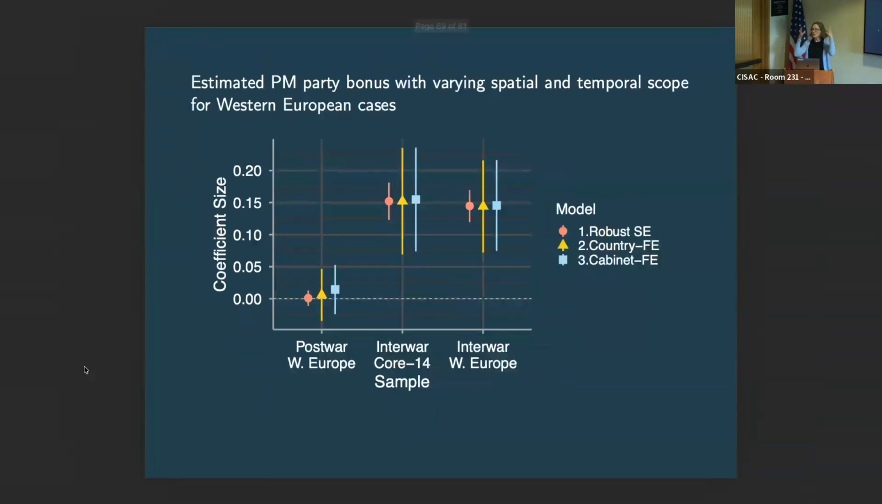Here I'm just going to focus in on Europe, not only because this is the Europe Center. So this is post-war Western Europe. We've gone beyond the 14 to add a few more countries. Here, this takes the middle section. We're looking at the interwar years just with our core 14 sample. And then we're looking at interwar Western Europe. They're pretty similar.